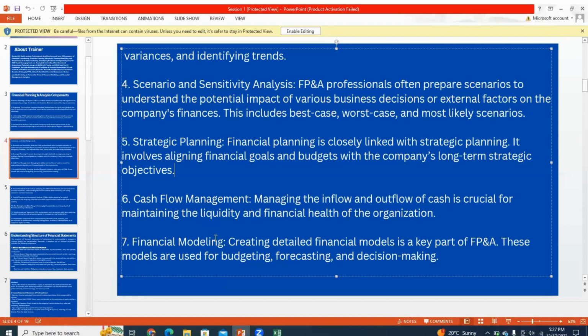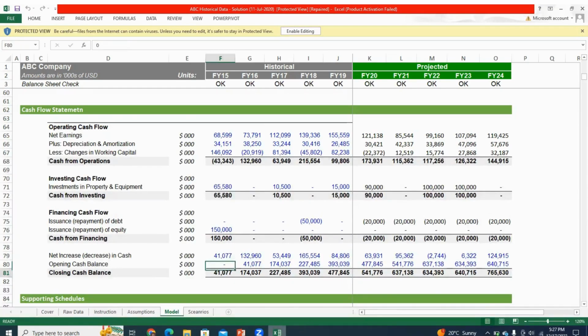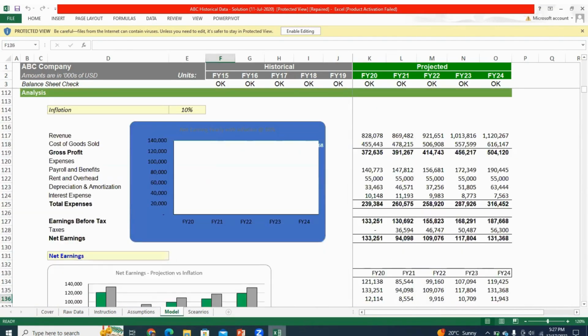The next thing, financial model. Creating a detailed financial model is a key part of financial planning analysis. These models are used for budgeting, forecasting, decision making. Yes, as we had discussed earlier, this is a complete three statement model. So here you can see the graph. Certainly it is not working.